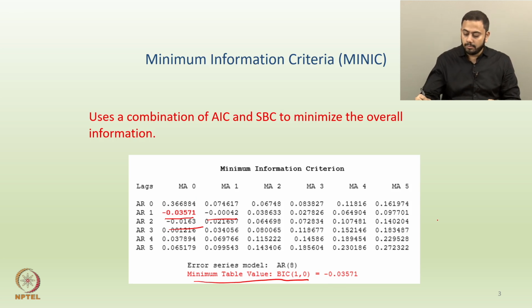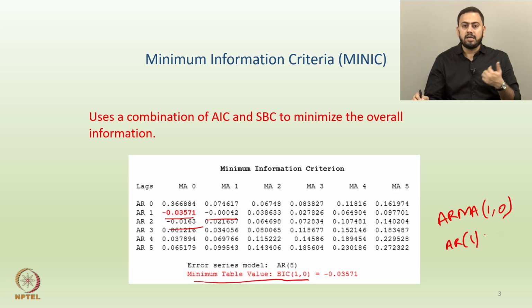So, essentially the model using this MINIC criteria comes out to be ARMA 1, 0. Right. Now, ARMA 1, 0 is nothing but an AR model of order 1 because here you do not have any MA component because the order is 0, make sense. So, one can implement this MINIC criteria in any software, let us say R or any other software, let us say SAS or Minitab or Python, right, to find out which value gives you the least MINIC value, and the MINIC value is nothing but a combination of AIC and SBC together.